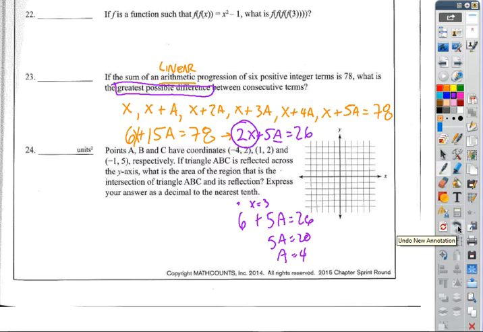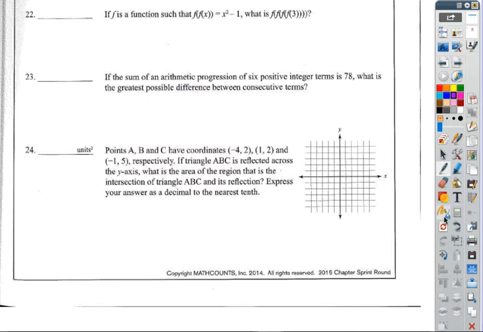All right, last problem. Points A, B, and C have coordinates -4, 2. Oh, look, there's a grid. Let's plot the points. So 1, 2, 3, 4, 2, 1, 2, and -1, 5. Oh, look, a triangle.